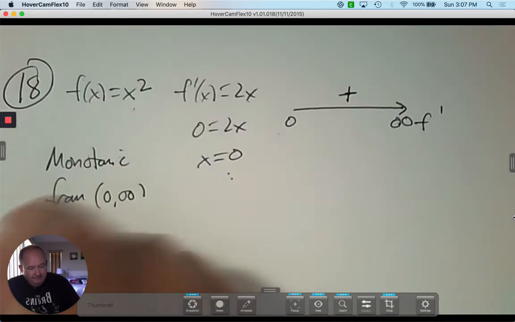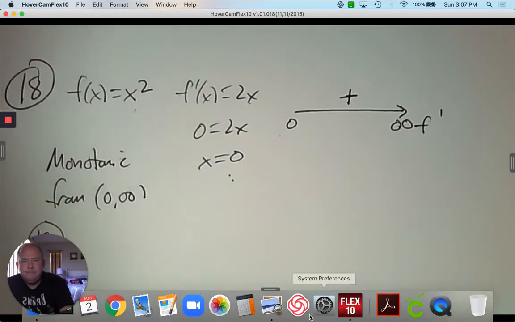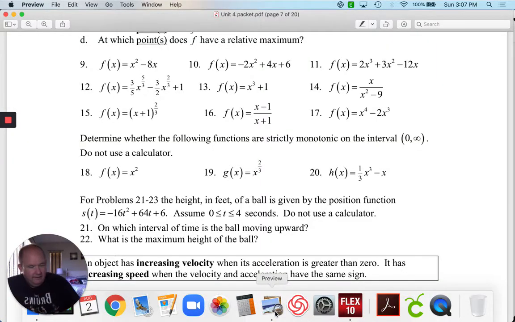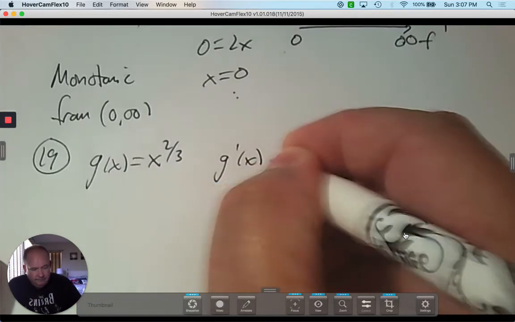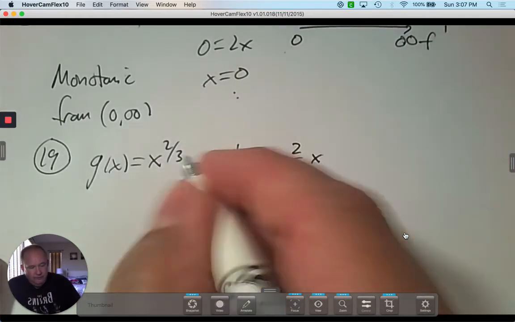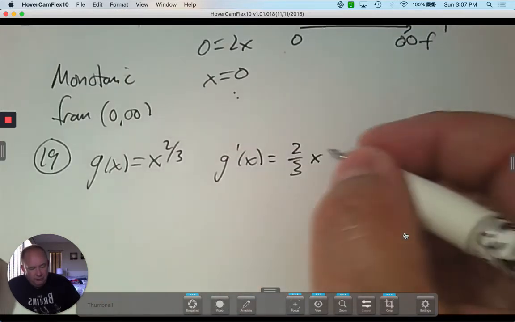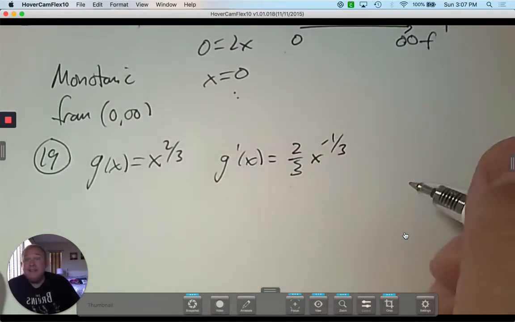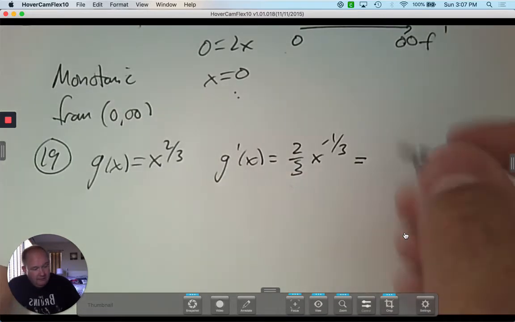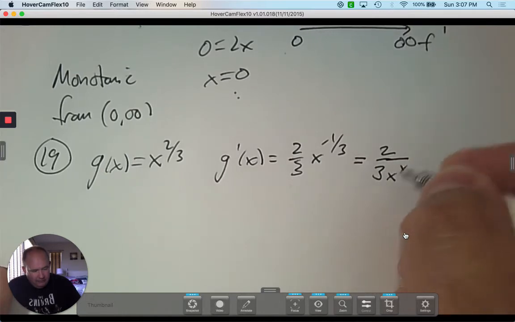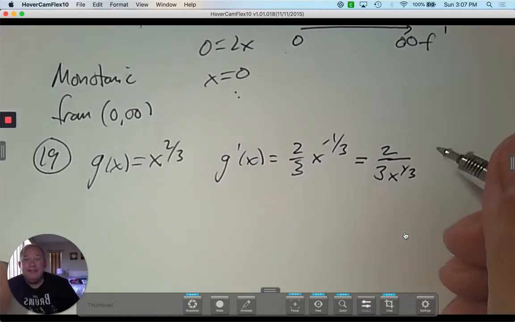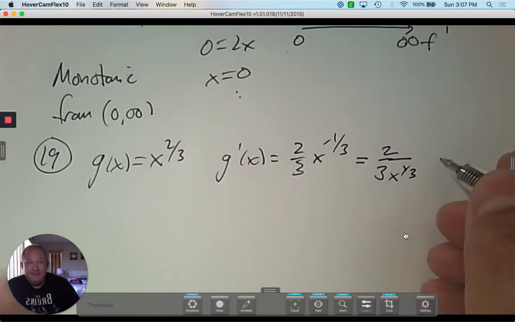Number 19. x to the 2/3. So what am I going to do with that one? Again, I'm going to take the derivative. So that's 2/3 times x to the 2/3 minus 1, or 2 take away 3, negative 1/3. Now, I'm going to write this as a fraction so I can see it a little bit better. So if I make this equal to 0, there is no answer.